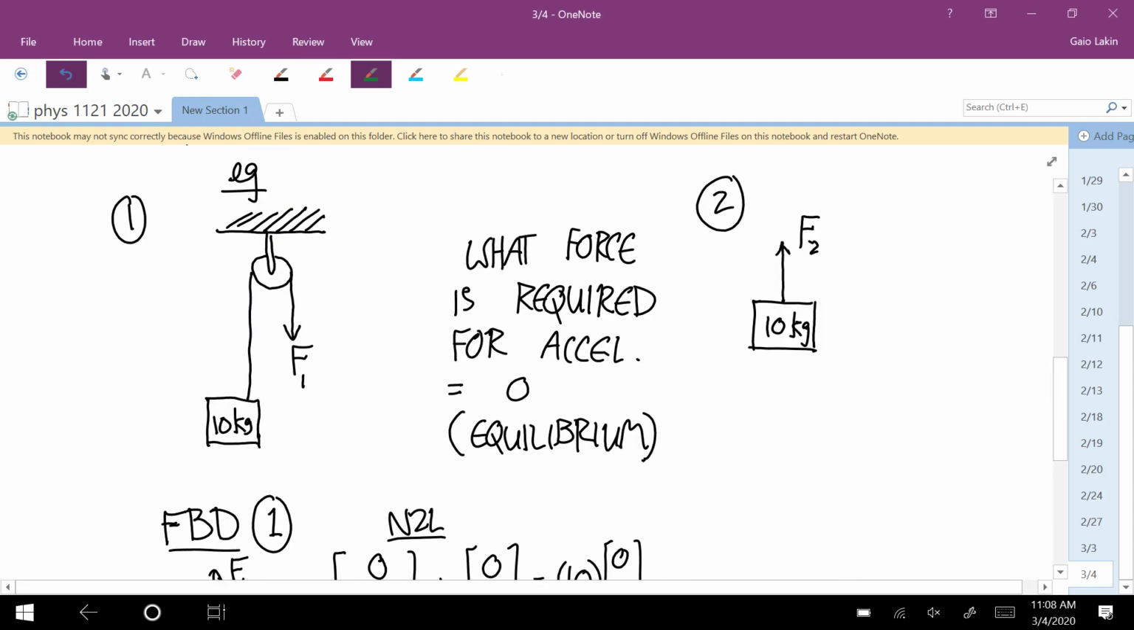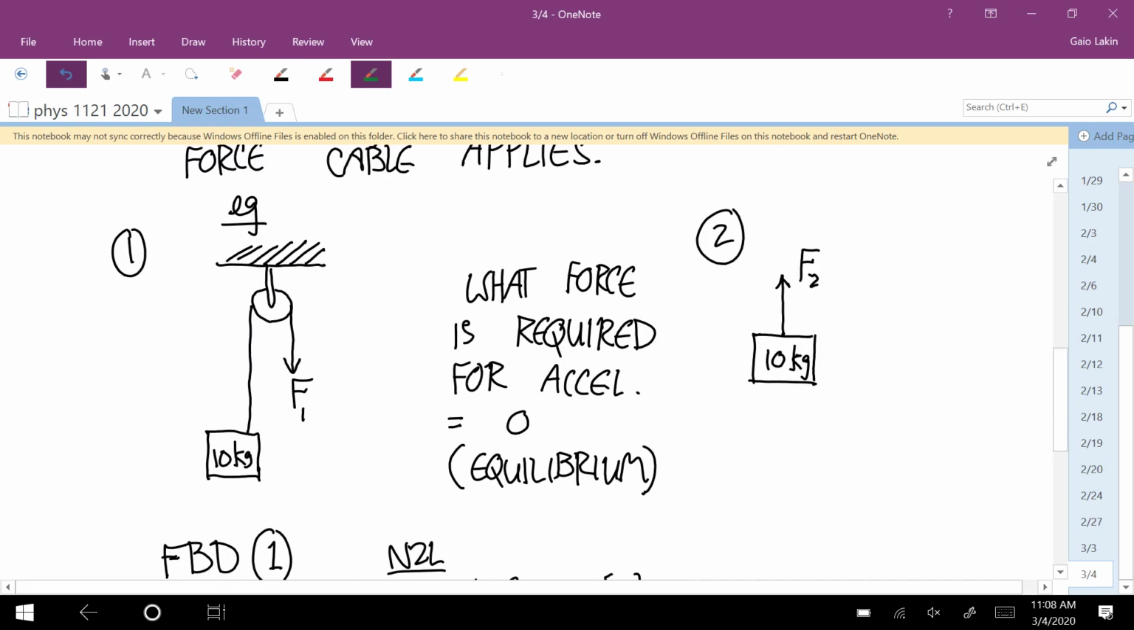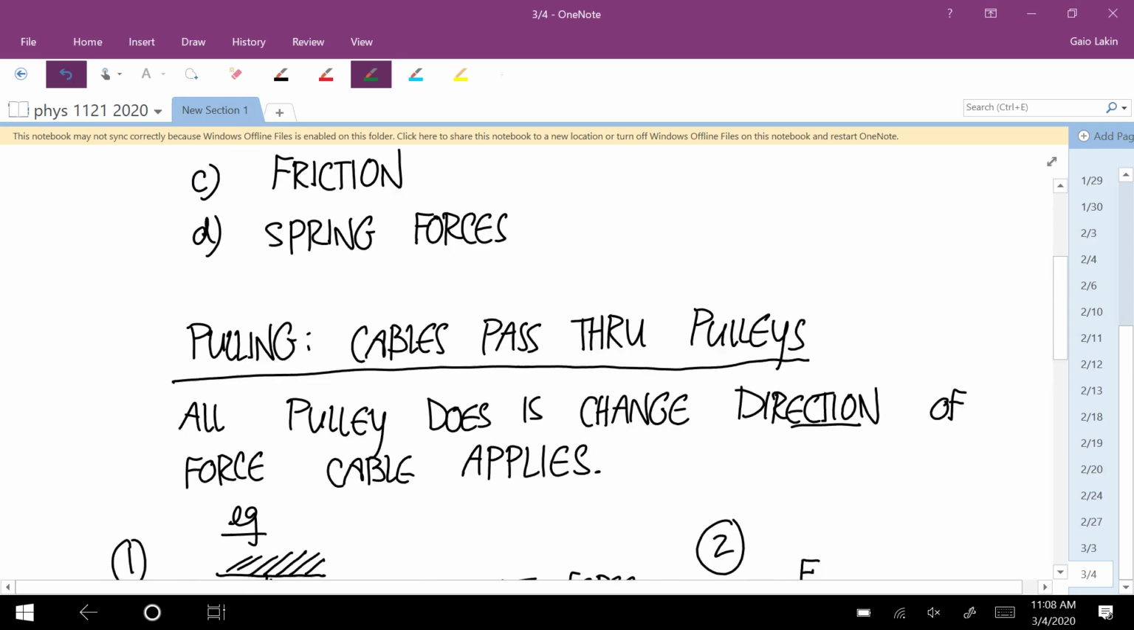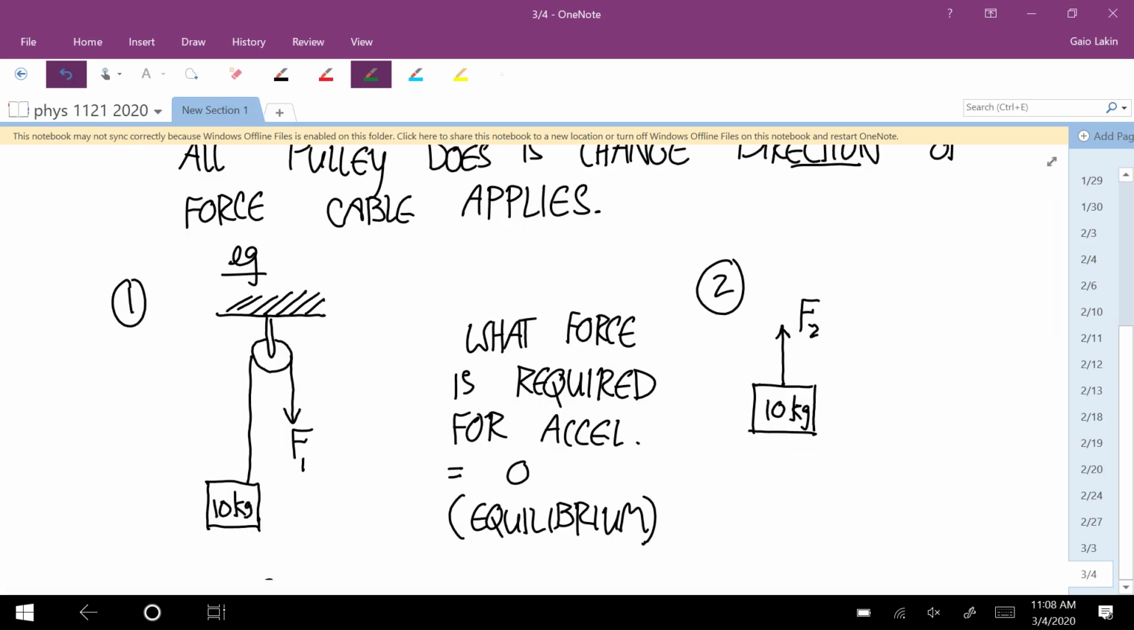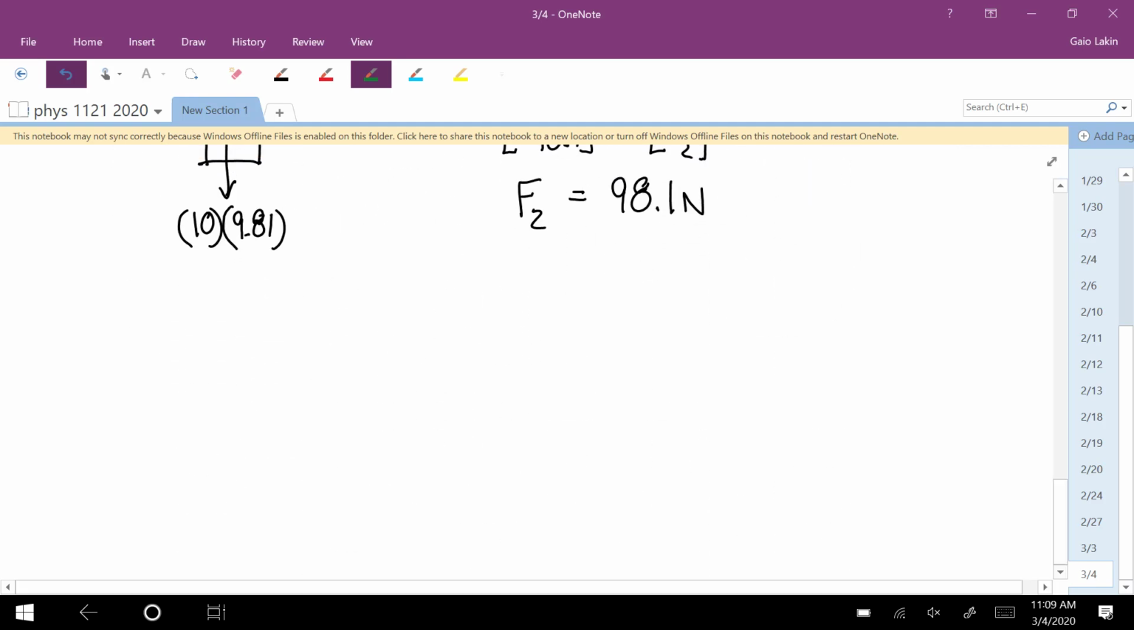Okay, so the bottom line there is, all I did by having this supported by a force going over the pulley versus supported by a force up is I just changed the direction. I didn't change anything about the magnitude. Okay, so let's do another example.